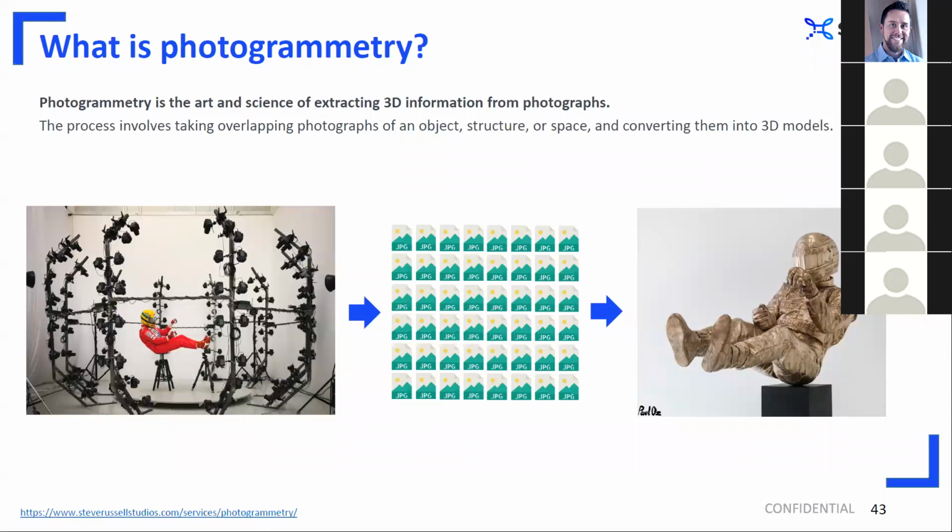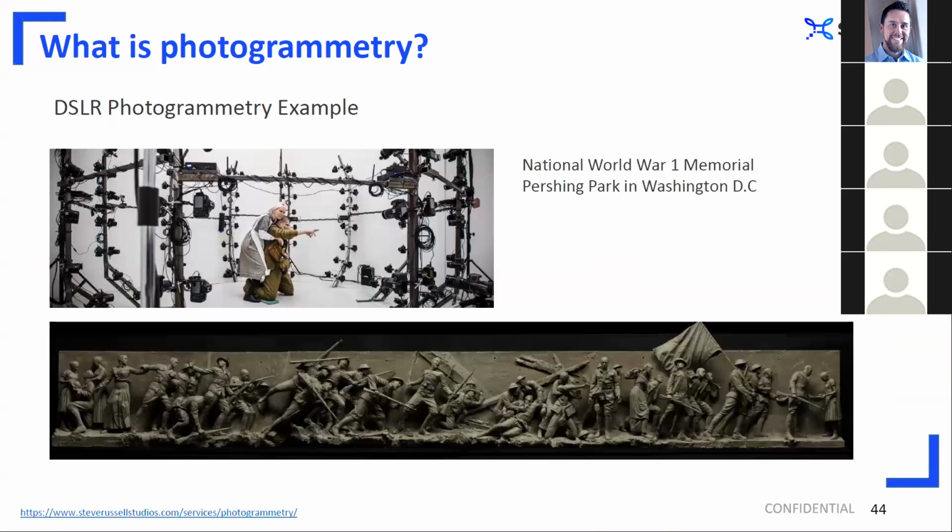For this example, the artist used an array of DSLR cameras and the photogrammetry method to create a 3D model of this race car driver. Pretty cool. Here's another example where the artist used the photogrammetry method to help design this World War I memorial in Washington, D.C., which I believe won the design competition and is scheduled to be built sometime next year. There's more information on the bottom left here if you're interested in learning more. Now if you look closely, you can see the soldier and the nurse in the memorial here.